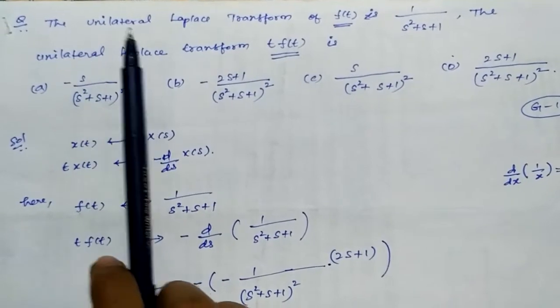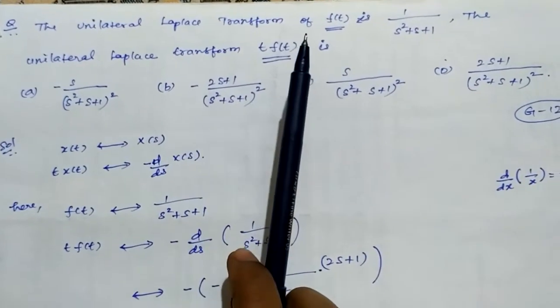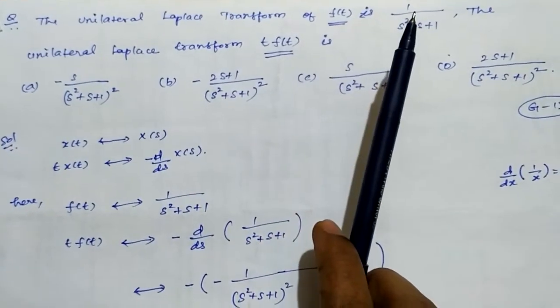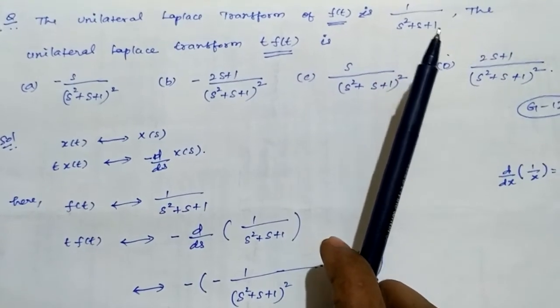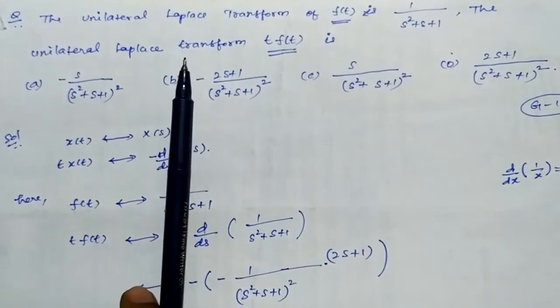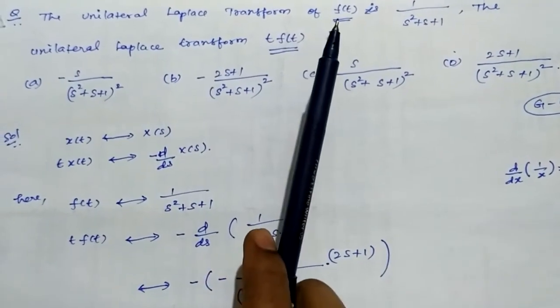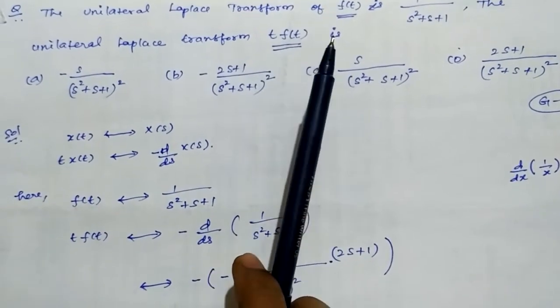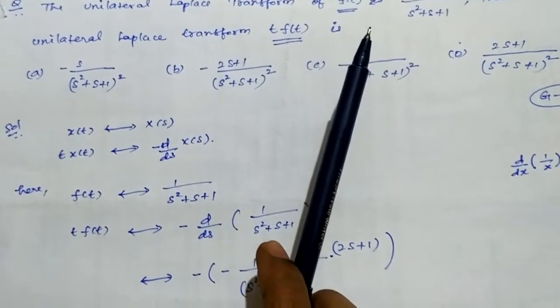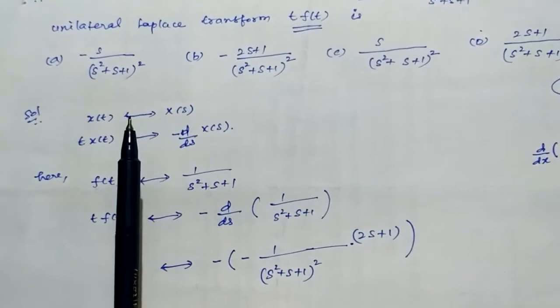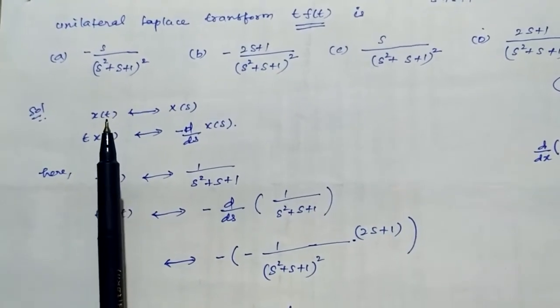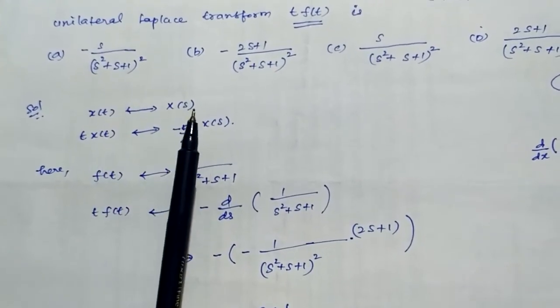So next question: the unilateral Laplace transform of a function is given by 1 over s square plus s plus 1. The unilateral Laplace transform of this function multiplied by t, what is it? Awesome. So we know the famous property called the differentiation property in the s domain.